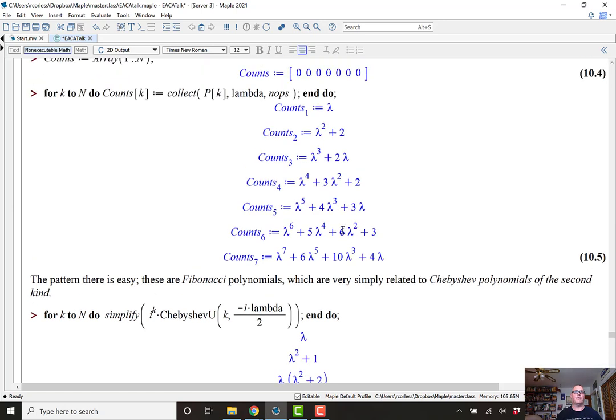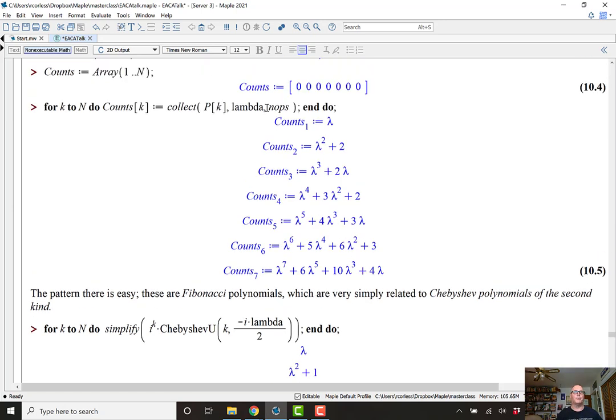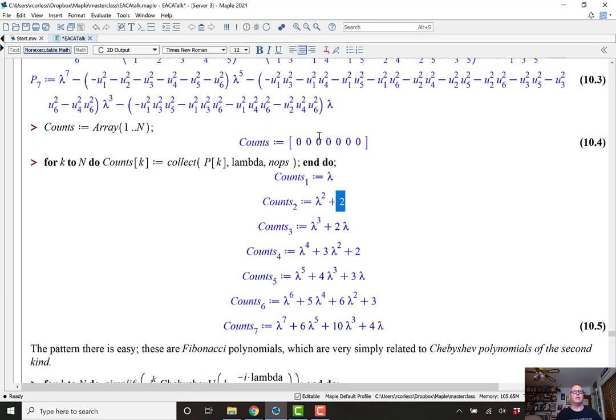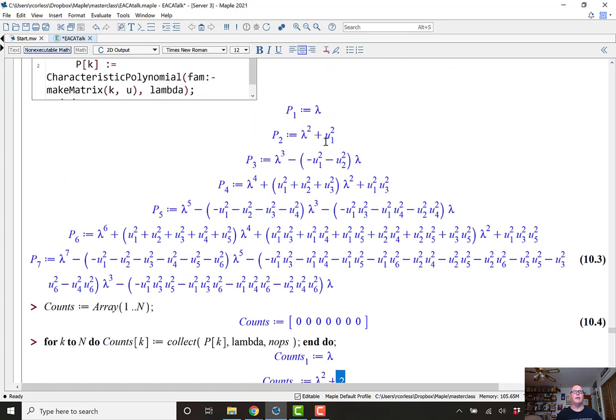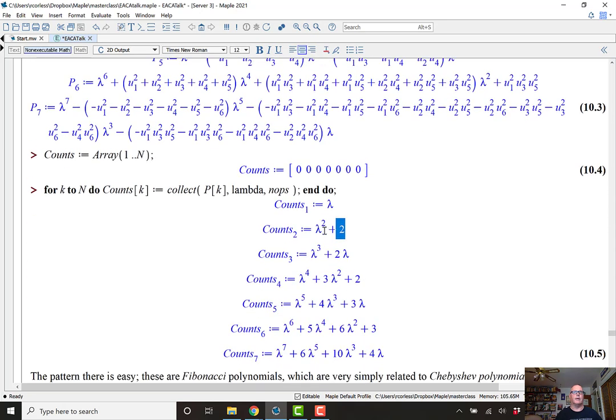Oh, the counts? Oh, yeah. Here I used NOPS, which counts the number of operands, and it gave me a 2 here. I was just looking at that now. I hadn't realized that was because in the case n equals 2, it counts the operands not of a sum but a product, and there's 2 elements in the product. So NOPS isn't quite the right thing at that level, but it does give me all the right things later. So that one is wrong.